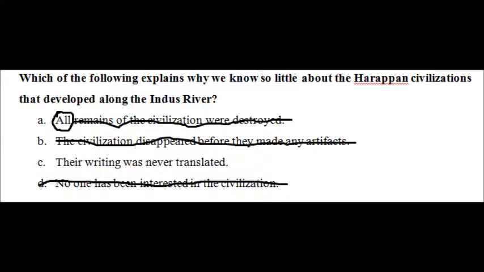And then this last one says, all of the remains of the civilization were destroyed. Well, if all, 100%, everything was destroyed, then we're left with absolutely nothing. Zero. And if we're left with nothing, how are we going to study them? We can't. We've got to have something to study the civilization. Anytime I see something like that, I know it probably ain't right, or is not right for you ELA people. Once that's done, the only thing left is letter C, their writing was never translated, which is the true answer.